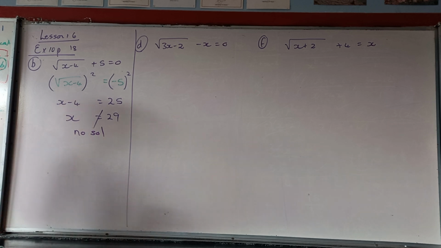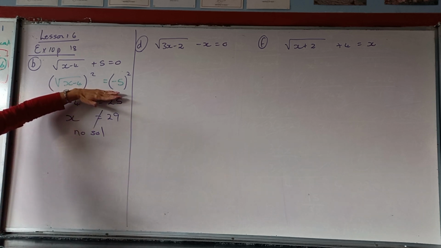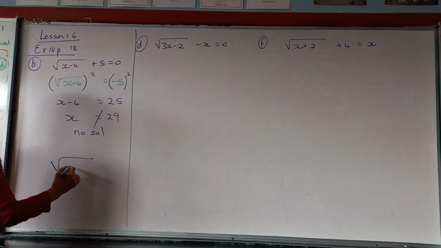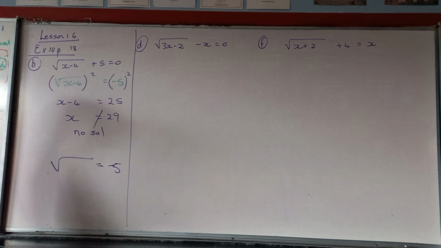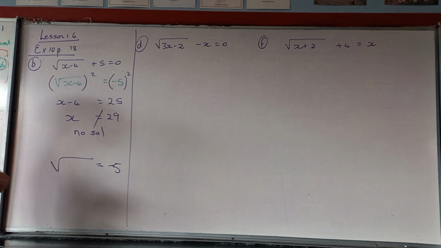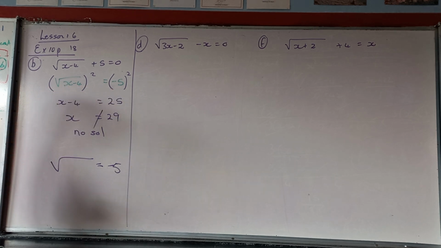You could have stopped earlier. You could have stopped there. The moment when you had the root equal to negative 5, you should have known there's something wrong. Because it doesn't matter what happens inside here. This is definitely positive. And there's no way that this answer can then become a negative. So if you had stopped there and said no solution, perfect.